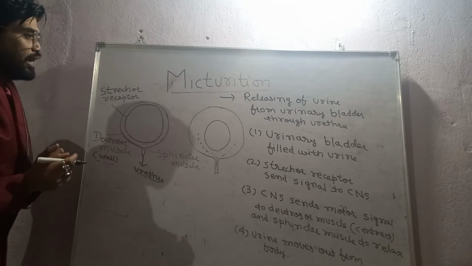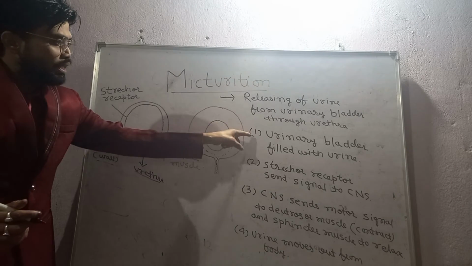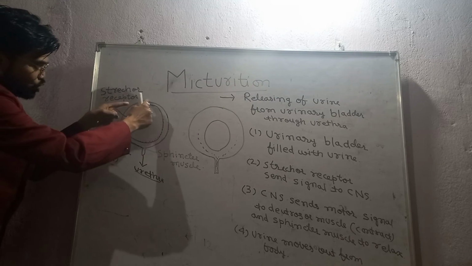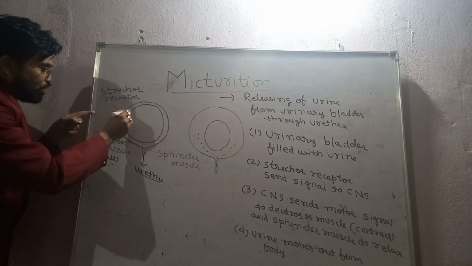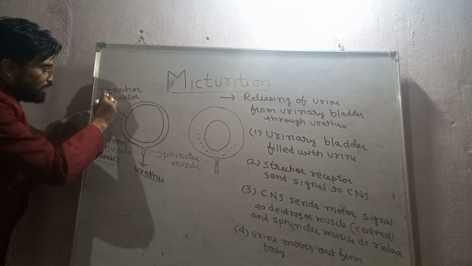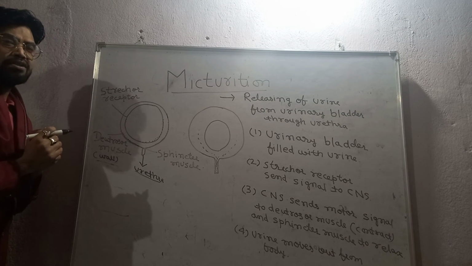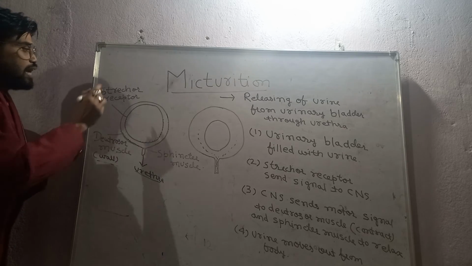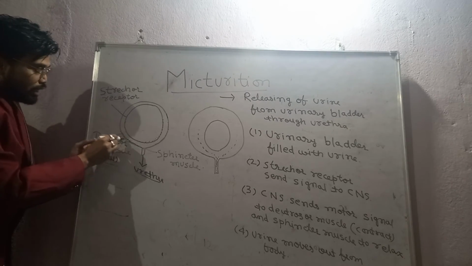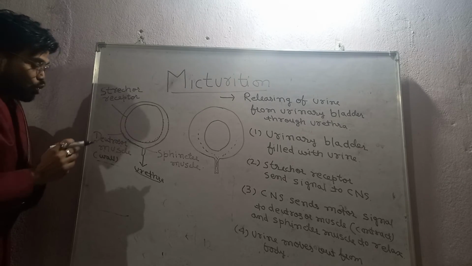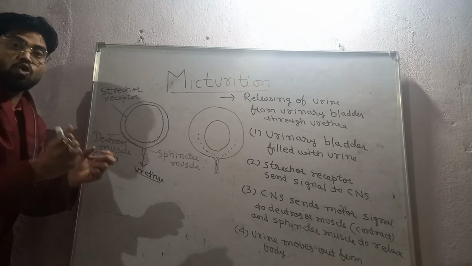Now, here you have to see how this is completed step by step. Point number 1: the urinary bladder fills with urine. This is the urinary bladder, a bag-like structure. When it is filled with urine, there is a receptor known as the stretch receptor. This stretch receptor sends a signal to the CNS. Now the CNS again sends a signal to the detrusor muscle, located on the wall of the urinary bladder, to contract, and to the sphincter muscle, on the urethra side, to relax.